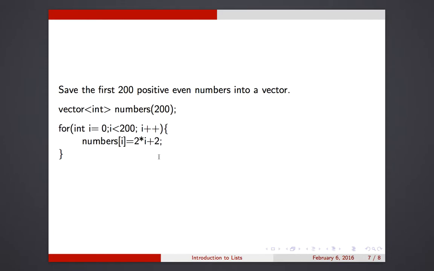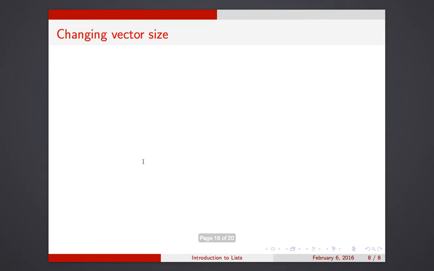Okay, so here is just the loop I set up. So I want to close this video by showing you how you can either add things to a vector or take things away from a vector.